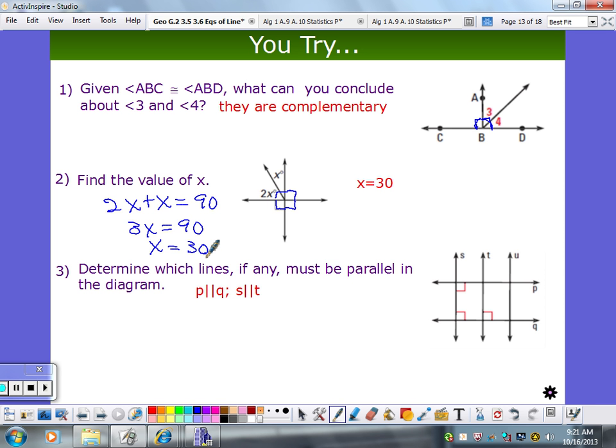Now determine which lines, if any, must be parallel in this diagram. So I chose those, but I didn't choose all of them. I'm claiming that P is parallel to Q. I'm also claiming that S is parallel to T. But I'm not making any mention of U. So why? Am I right? And why is that?